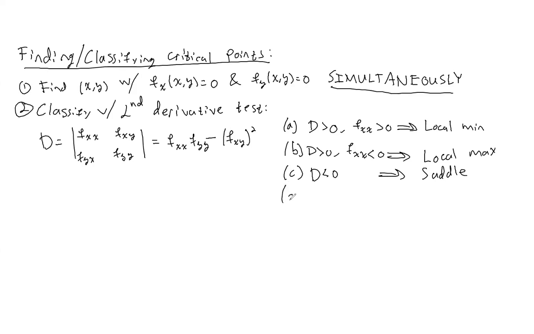Last possibility is if the Hessian is actually equal to 0, and that doesn't happen often. It's not going to happen almost at all in our class, but if it does, then this test is inconclusive.